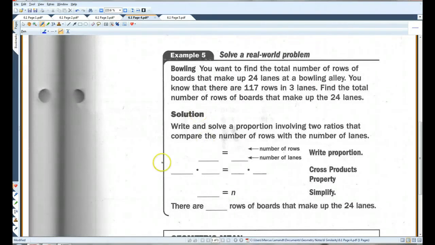Alright, example 5. You want to find the total number of rows of boards that make up 24 lanes at a bowling alley. You know there are 117 rows and 3 lanes. Find the total number of rows of boards that make up the 24 lanes. Alright. We're going to write and solve a proportion involving 2 ratios. So, we know there are 117 rows in 3 lanes. Okay? We want to know how many rows make up 24 lanes, because they have to be the same ratio. Let's cross multiply. 117 times 24 equals 3 times n. Let's multiply this out.